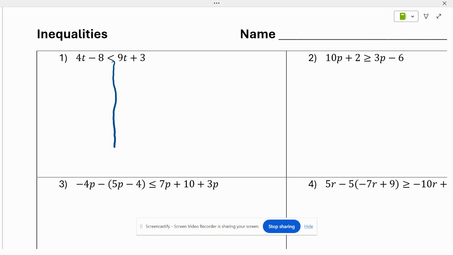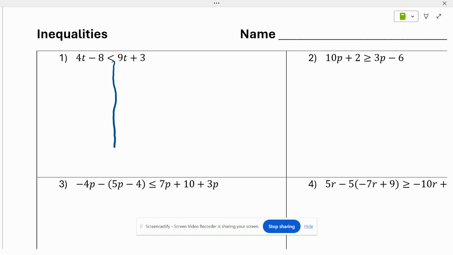What is the one rule? What makes an inequality different from an equation other than the symbol? It has to do something about multiplying or dividing by a negative. Yeah, if you multiply or divide by a negative, you have to flip the inequality. That's the only rule that's different.